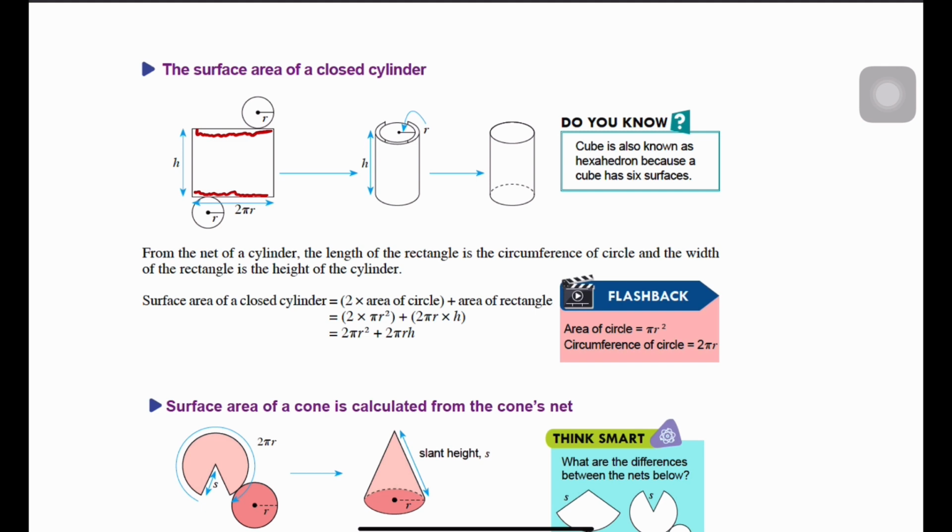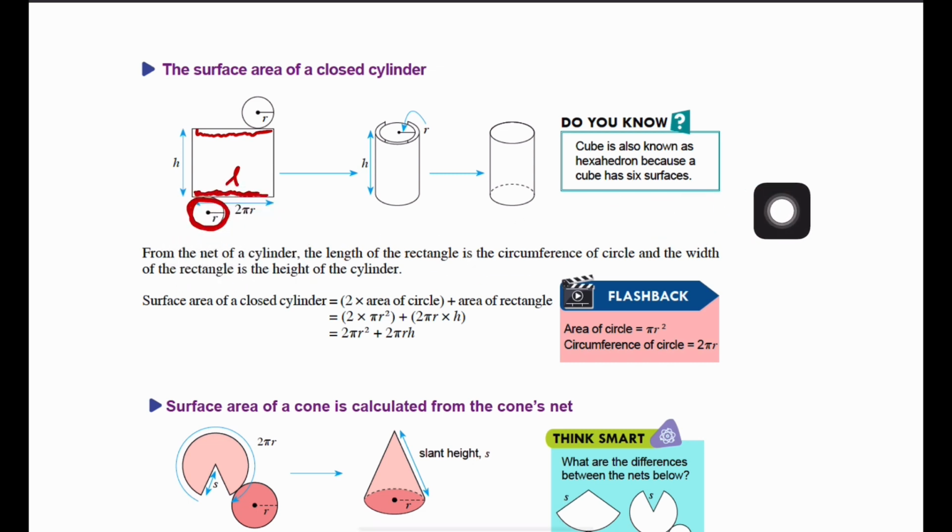Okay, bila kita buka silinder ni, di sini yang merah ni sebenarnya adalah circumference of this circle, betul? Sebab tu kita boleh katakan dia adalah 2 pi r. Okay, so sebenarnya ni adalah length dia lah. Kalau sebelum ni kita belajar rectangle, the area is length times height. Untuk case cylinder, length dia sebenarnya sama juga dengan 2 pi r sebab dia sama dengan circumference of this small circle.